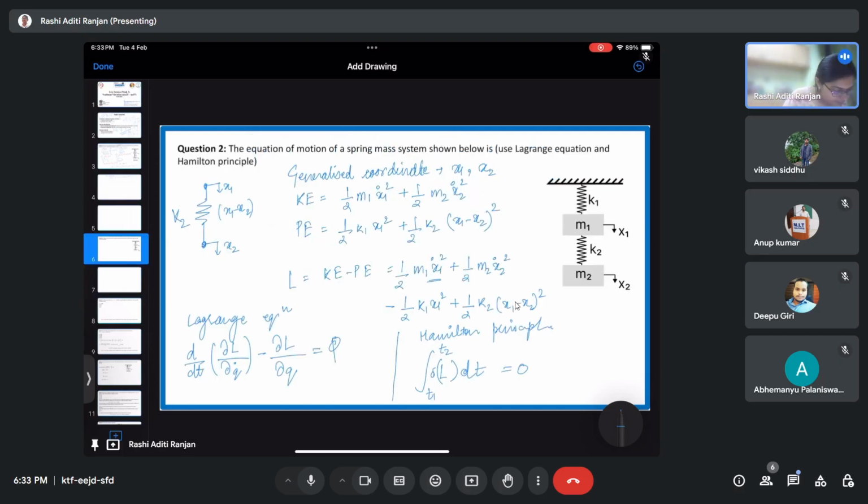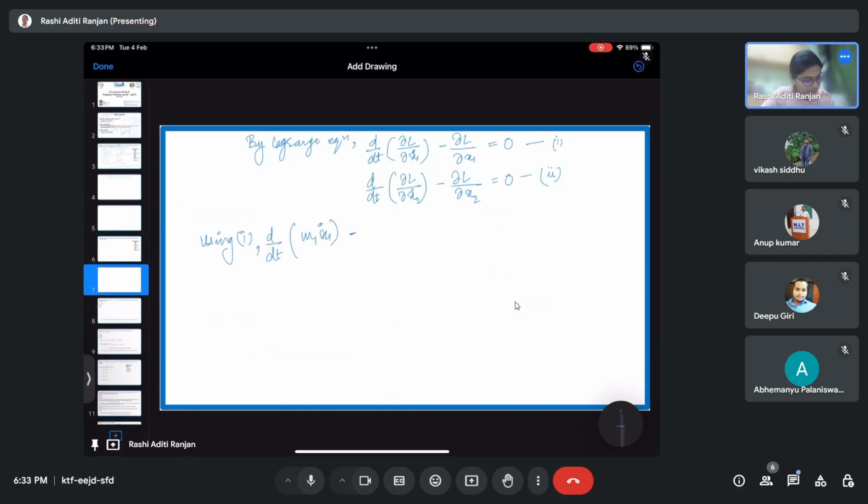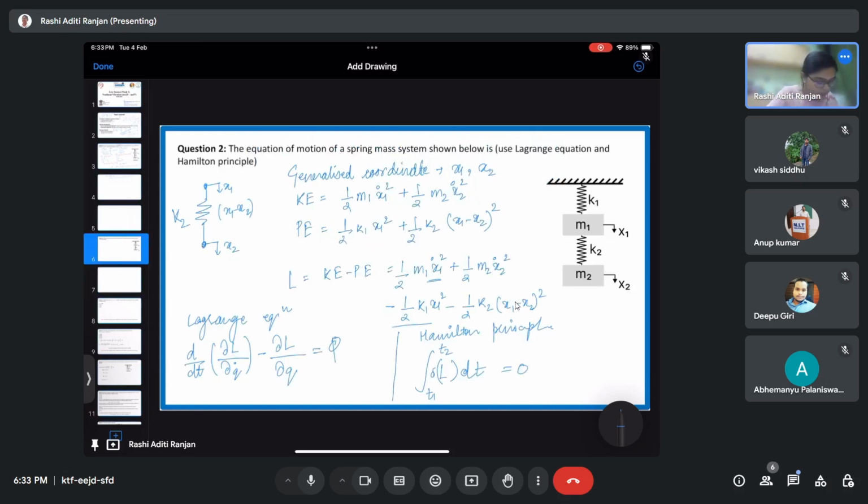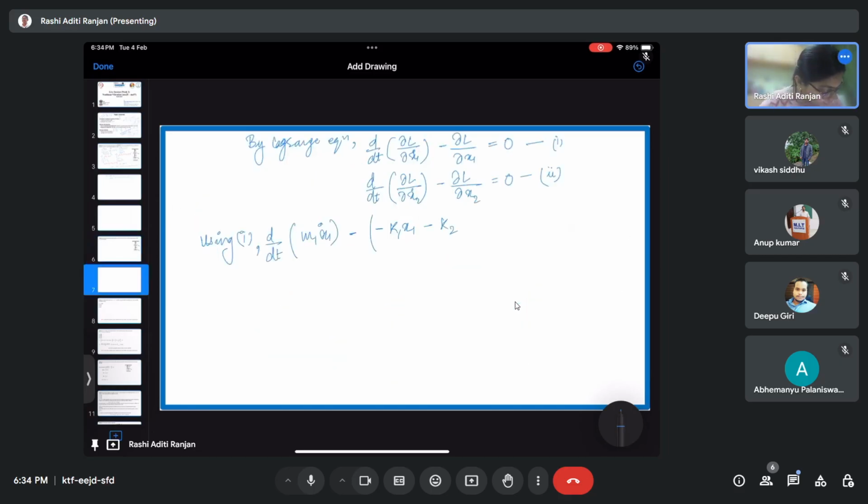Minus, what will I have? See, I have minus, wait, here it will be minus and not plus. Okay, so if I differentiate this, what will it be? It will be minus of k1 into x1. And for this, what will I have? I will have k2 into (x1 minus x2) into 1, right? So minus, yeah, will be equal to 0.